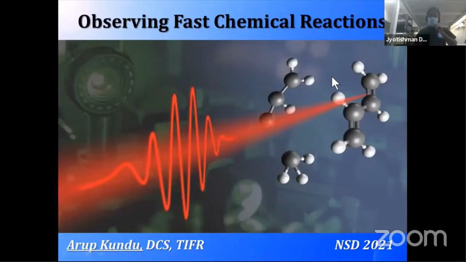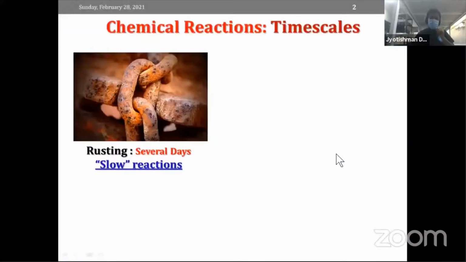Hi everyone. So, I again welcome you. For the next 10 minutes, I will give you the basic fundamental concept of how we can track ultrafast reactions inside a lab. Let us first think about the timescales of a chemical reaction. What kind of timescales can we have? We can have very slow reactions. If you go back to your school textbook, you can see several examples of slow reactions, for example rusting, which happens over several days.